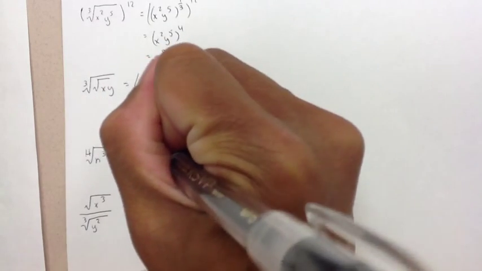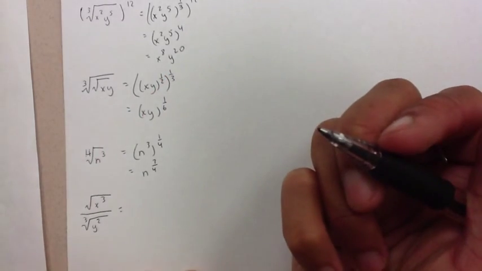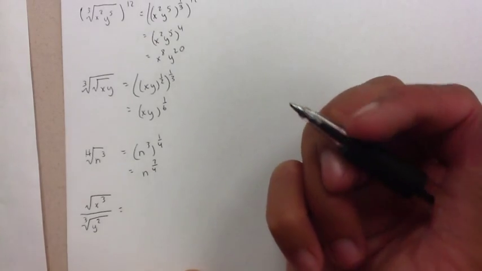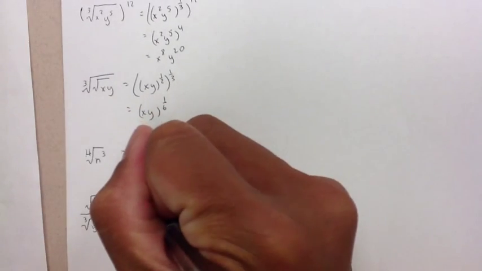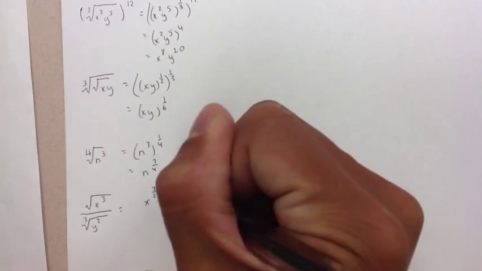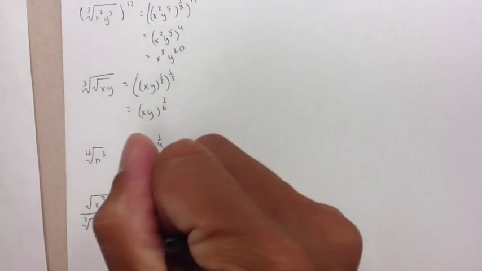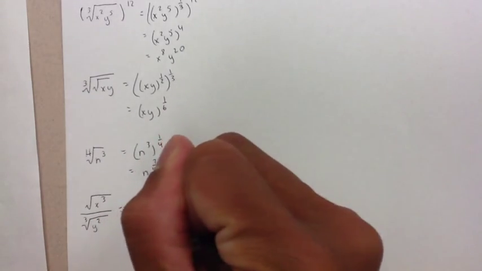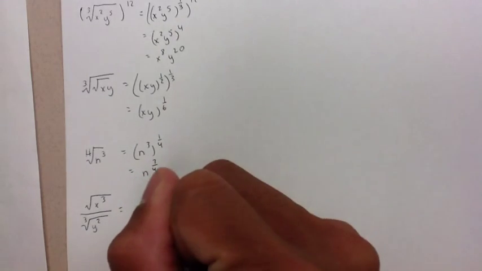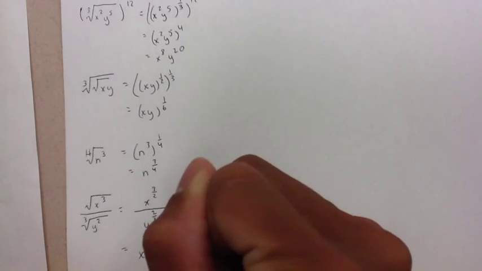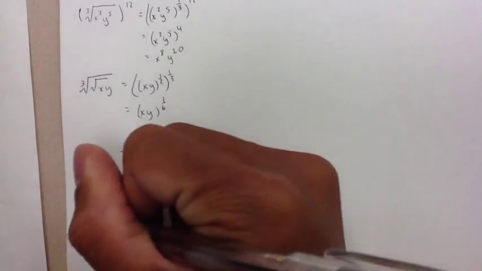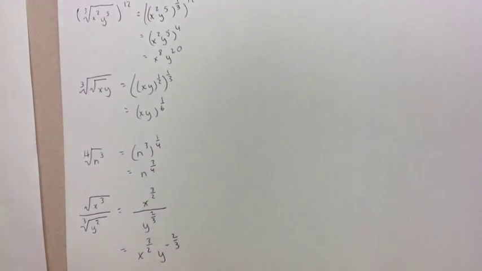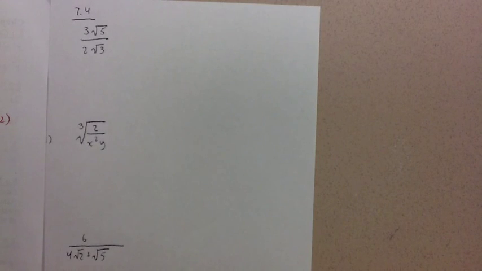This is n cubed to the 1/4 or n to the 3/4. Simple enough. And this one you wanted to write using exponential notation. So on top you're going to have x to the 3/2, because this was x to the 1/2, all over y to the 2/3, or x to the 3/2, y to the negative 2/3, because anything in a denominator has a negative exponent.